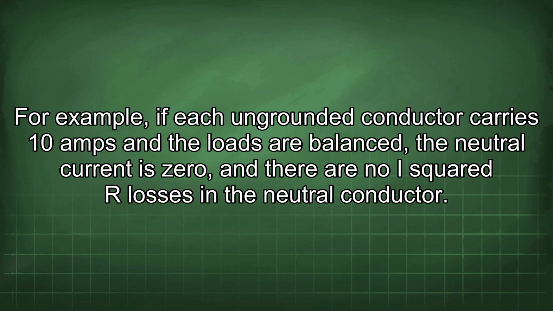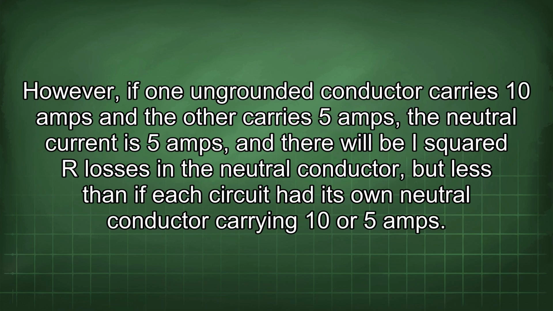For example, if each ungrounded conductor carries 10 amps and the loads are balanced, the neutral current is zero, and there are no I2R losses in the neutral conductor. However, if one ungrounded conductor carries 10 amps and the other carries 5 amps, the neutral current is 5 amps, and there will be I2R losses in the neutral conductor, but less than if each circuit has its own neutral conductor carrying 10 or 5 amps.